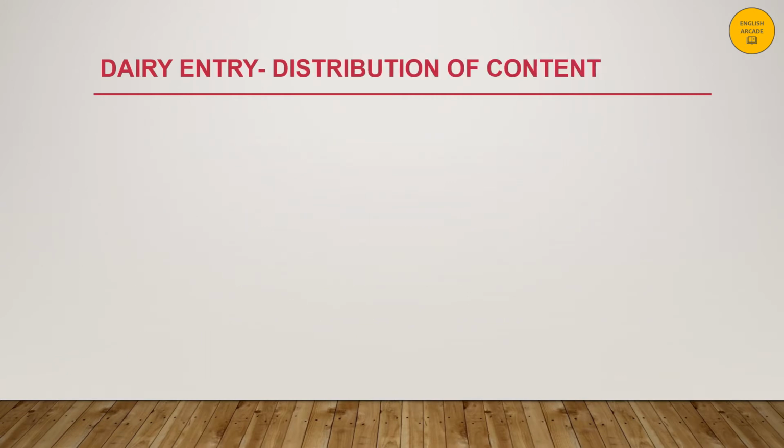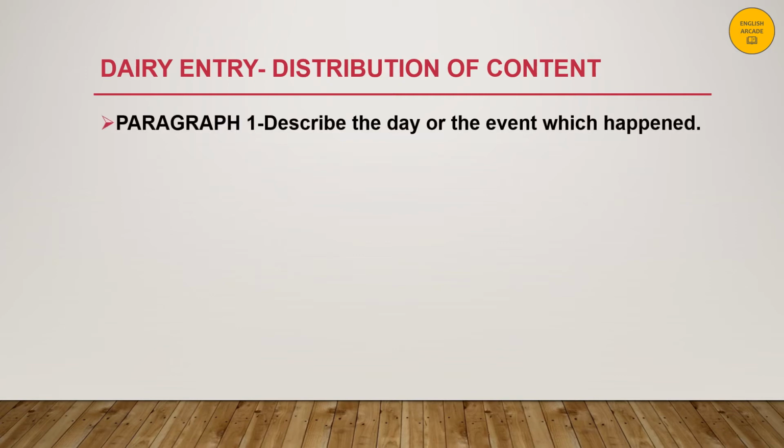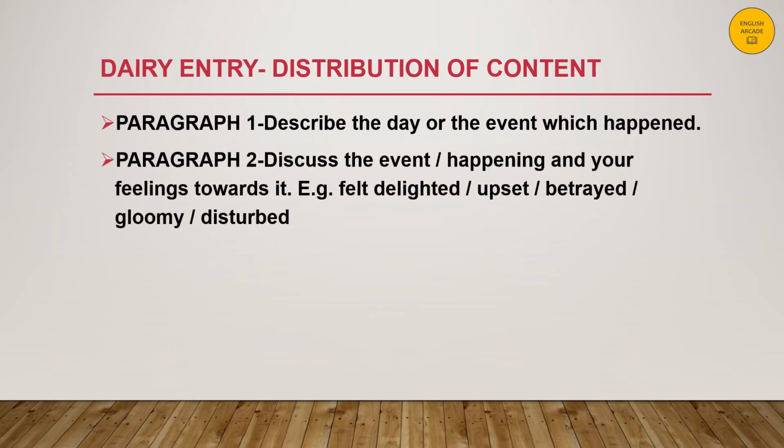Let us look at the distribution of content in the body of the diary entry. Friends, for the sake of examination, we can divide the body of the diary entry into 3 paragraphs. Paragraph 1. Describe the day or event which happened. Paragraph 2. Discuss the event happening and your feelings towards it.